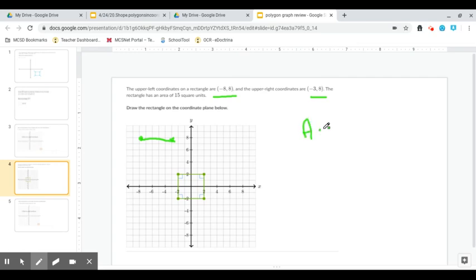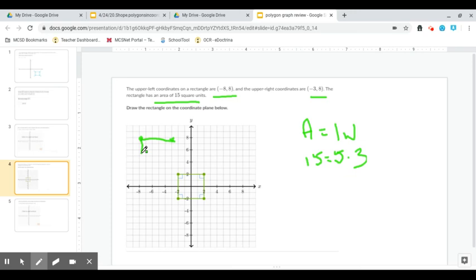So I know area is length times width. We can use this as our length. It's 1, 2, 3, 4, 5. So 5 times something is 15 because the area is 15. So 15 is going to be equal to that times what? 5 times 3 is 15. So that means the width must be 3. So it's going to go down 3.